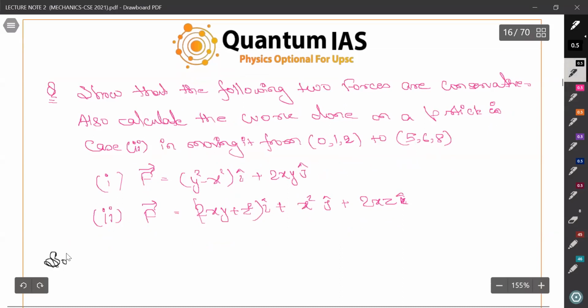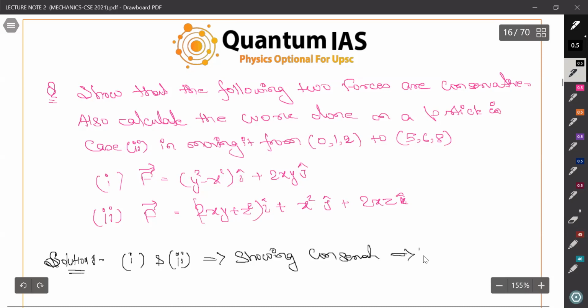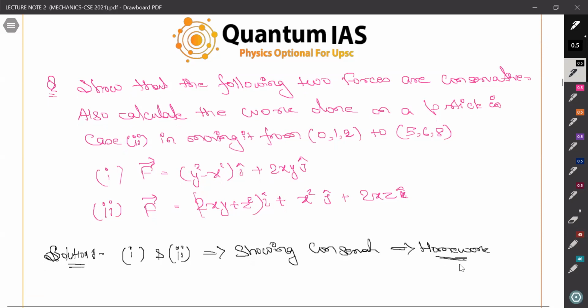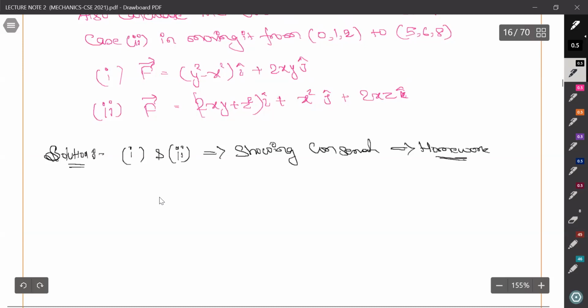So for the solution part, showing 1 and 2 conservative is your homework. What is the homework? You have to do it now. Pause the video and you have to do it yourself. They are very easy to solve. What you have to do is just show the curl of the force equals 0. You have to do this part. I will do the second one.